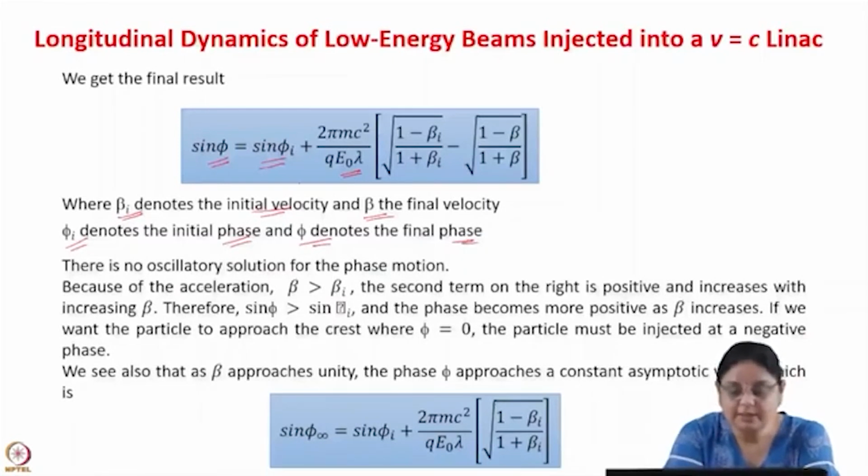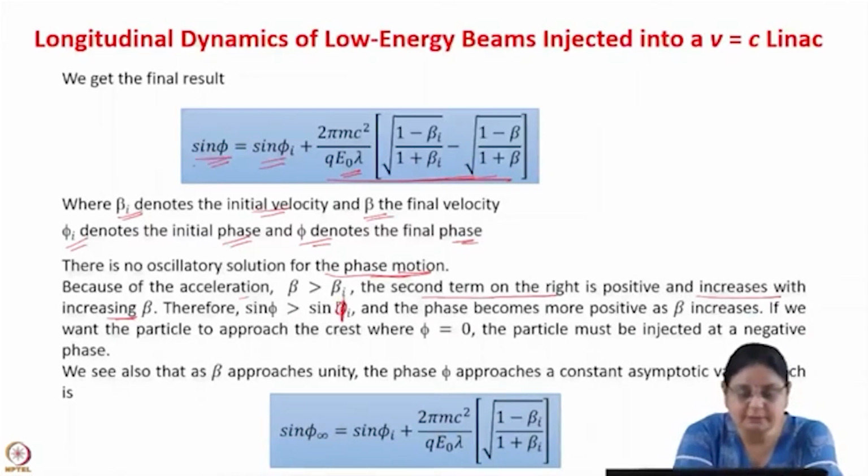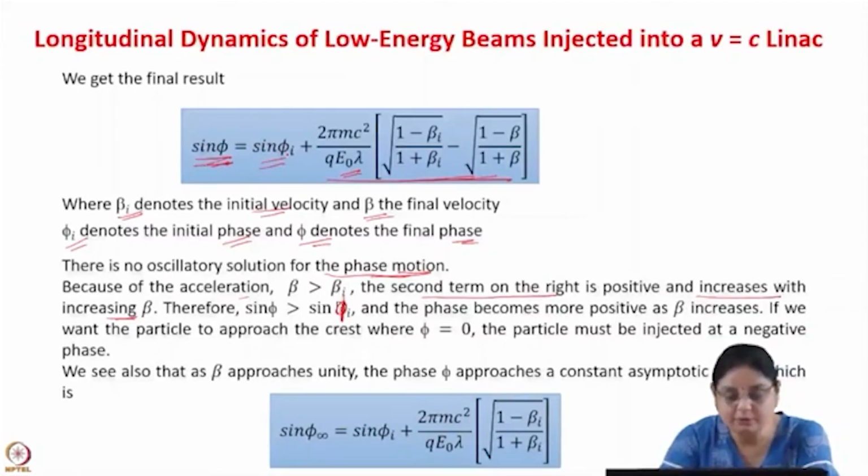So we see here that there is no oscillatory motion for phase motion. There are no oscillations here. Because of acceleration, beta is greater than beta I. The second term on the right is positive and it increases with increasing beta. And therefore sin phi is greater than sin phi I. So this sin phi is greater than the value of sin phi I, which means that the phase is increasing.